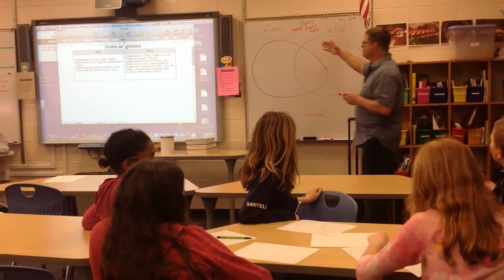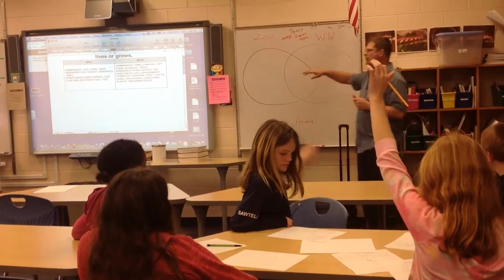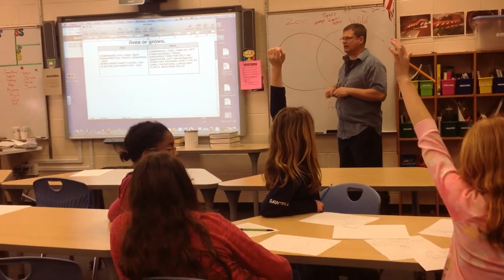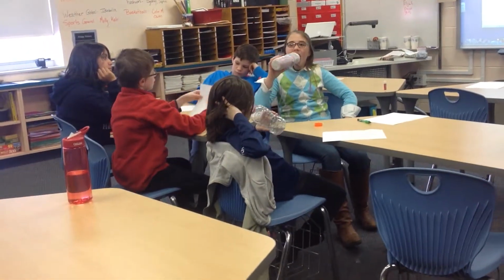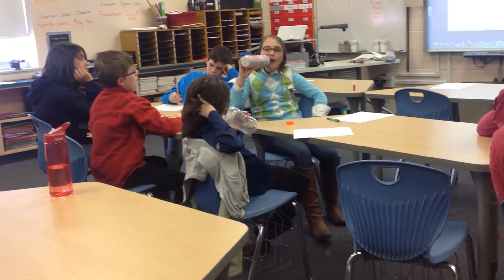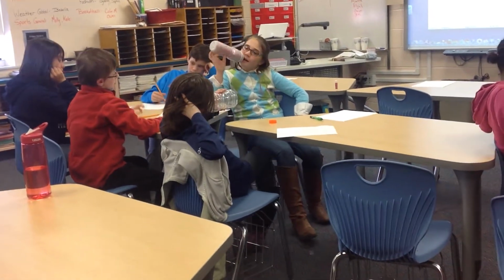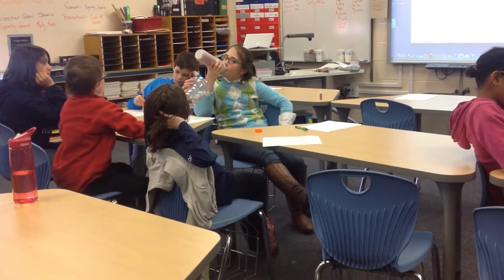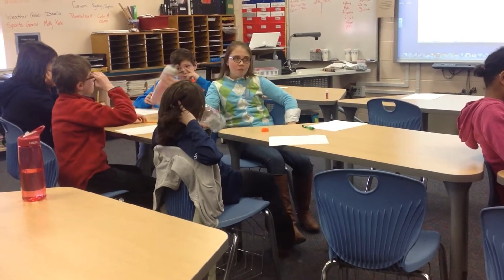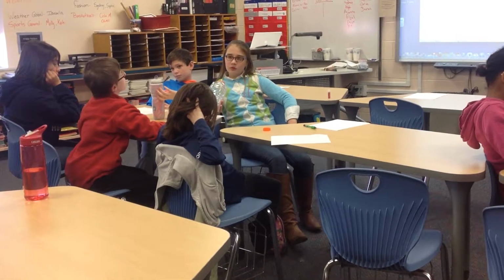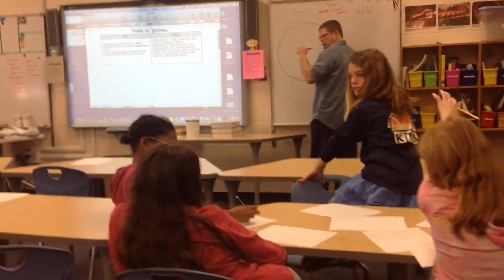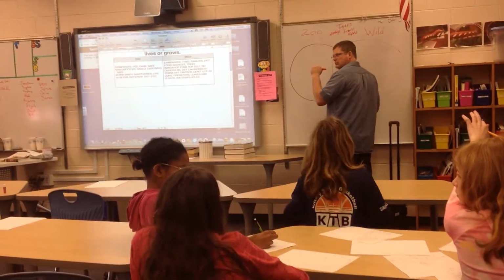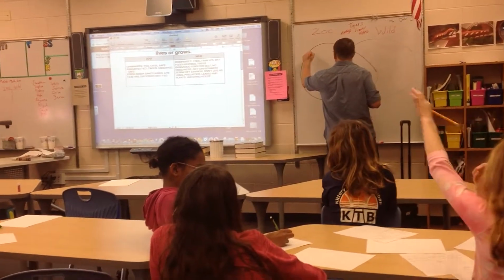Now, who can give me something for the zoo part? Let's fill in some things on the zoo part. Kevin? For animals in the zoo, they have their special areas, like their little houses and stuff. Okay, they have houses and water. Are they small or large? Some are small, some are large. Sizes.